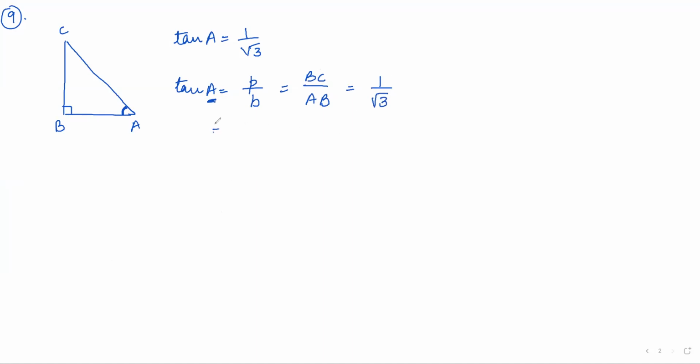So I can write that BC is equal to some x, or 1 into x, and AB is equal to under root 3 of x. So two sides I have got. This one is x, this one is under root 3 of x. Find the third one. Use Pythagoras theorem now. AC square is AB square plus BC square. Tell me the value of AC.